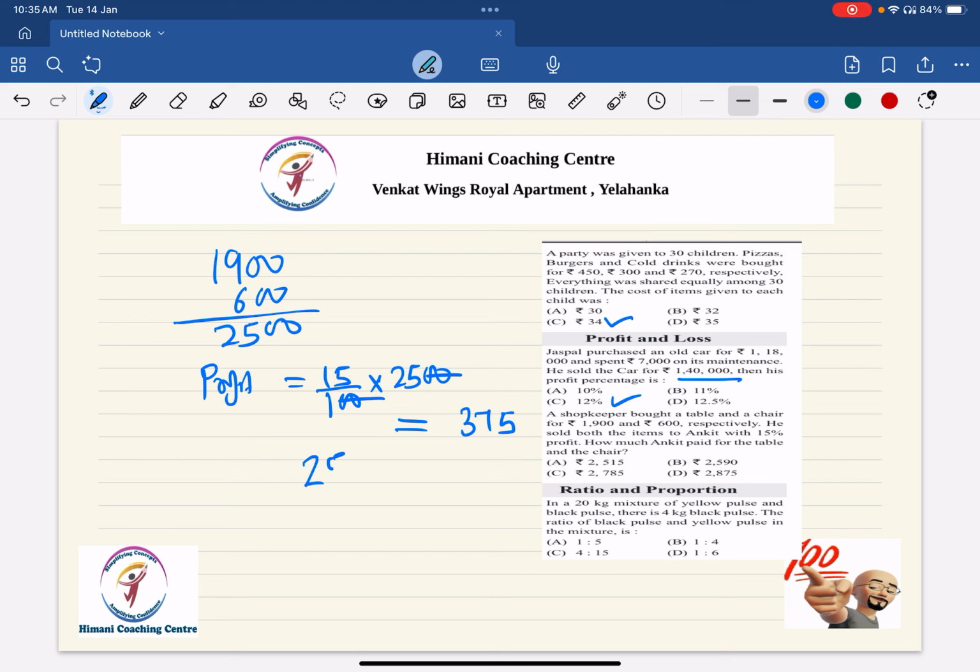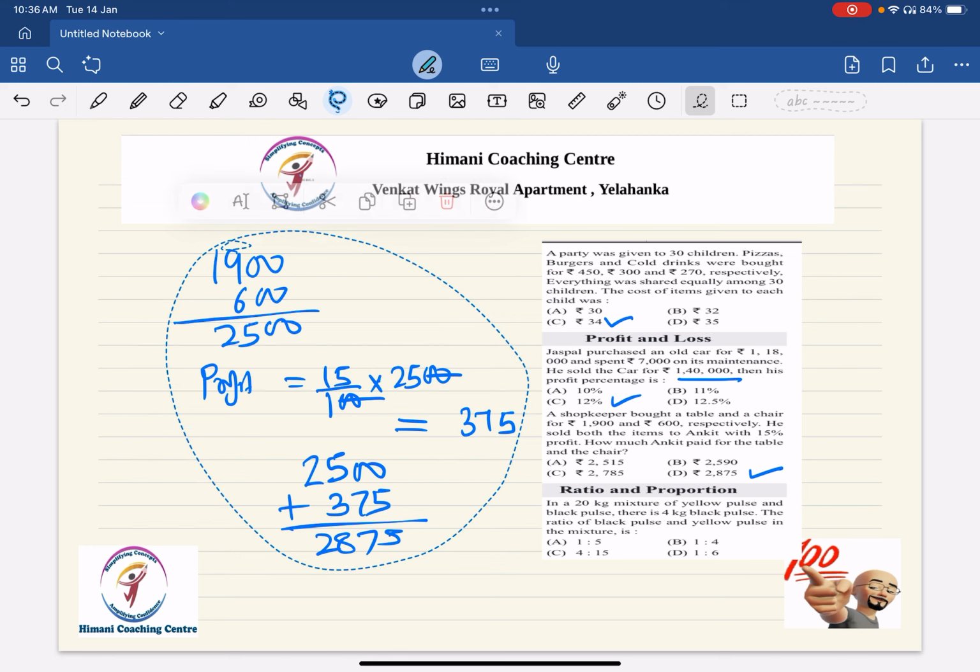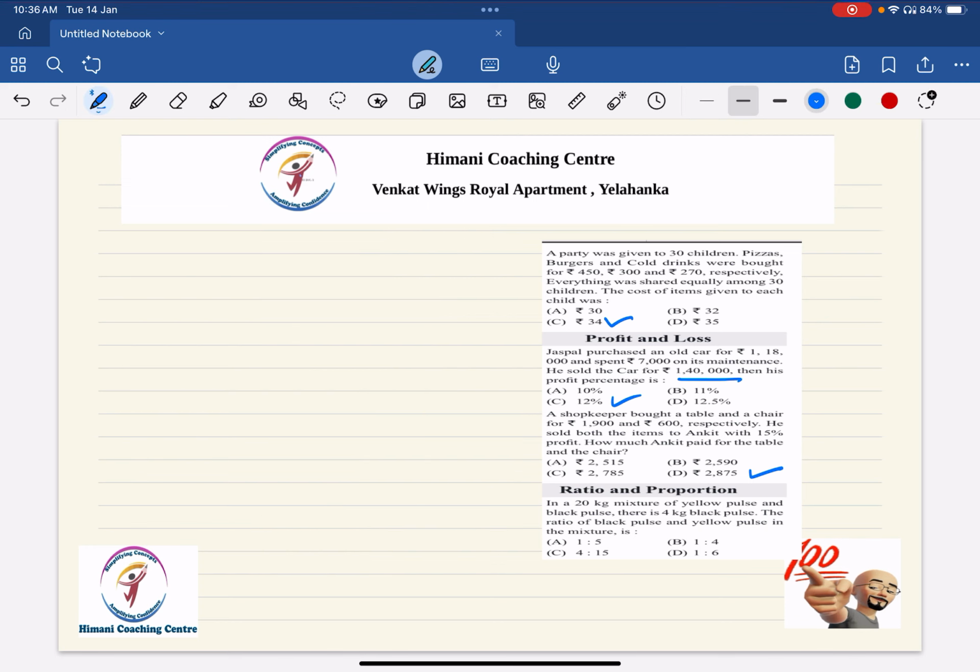So how do you find the price Ankit paid? Cost price of the shopkeeper plus the profit, and then you get your answer, which is 2,875. Okay, students. Now let us move on to the next question.